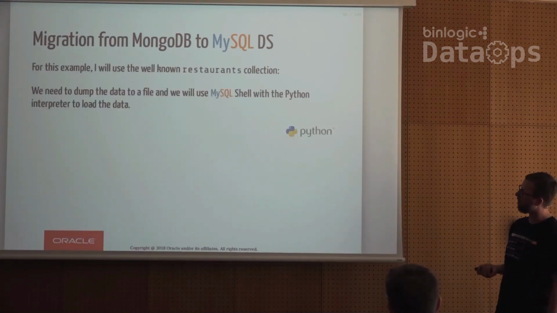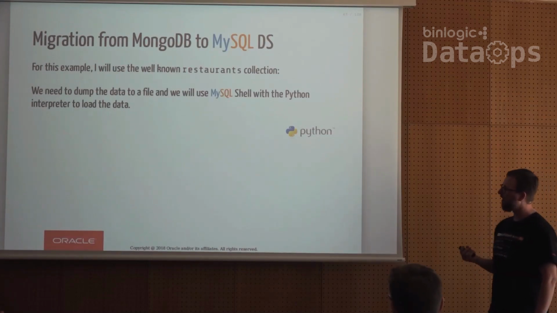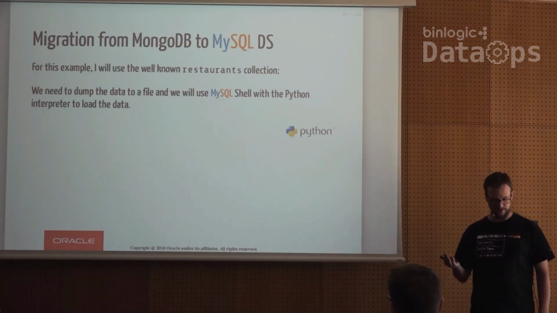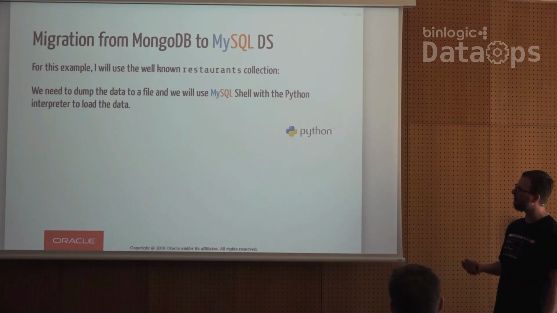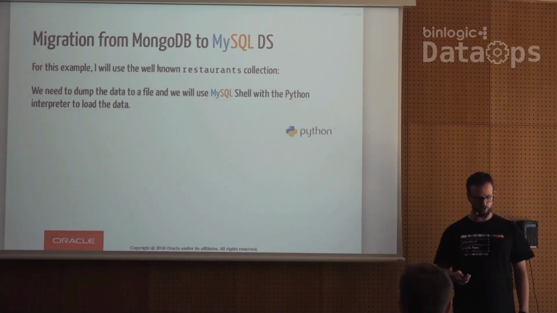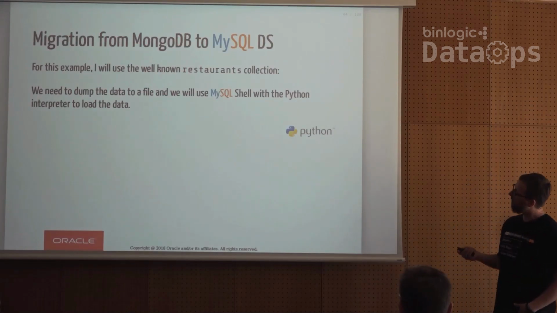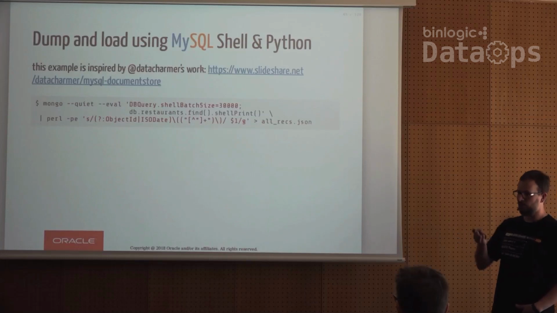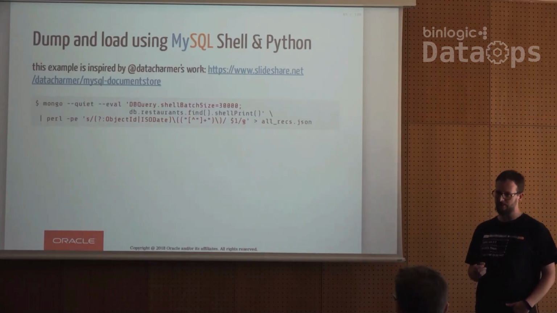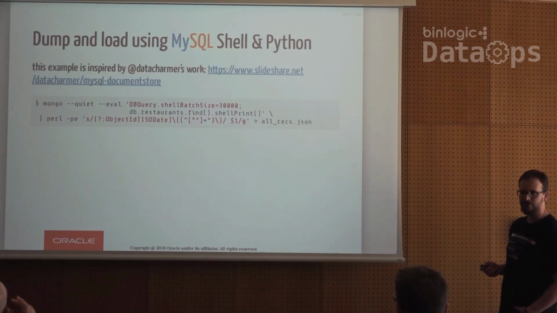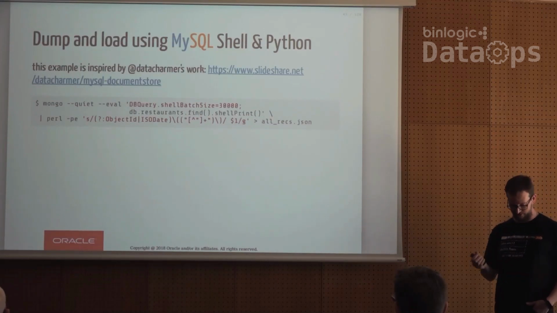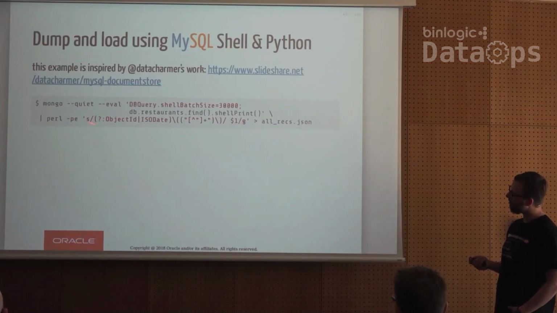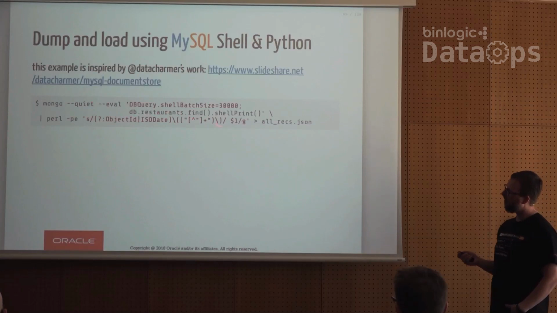So I need the restaurant collection. And also, I told you, the shell is using JavaScript, SQL, or Python. So I said, okay, let's make something in Python to load my data. So here, thank you, Giuseppe. Giuseppe made this example already in one of his slides for document store. So I was using the same.